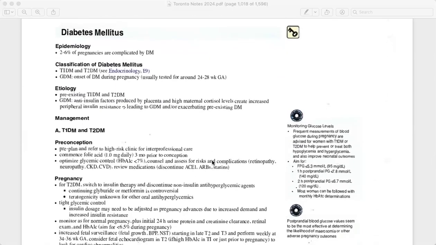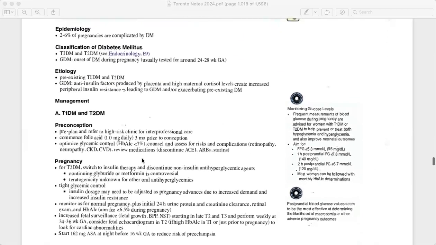Coming to diabetes, what are the preconception and pregnancy management? Management is everything. Pre-plan and refer to the high-risk clinic for interprofessional care, because if this is already preconception, she's already having it. So before conceiving, you need to start with the management of the diabetes. Then starting with folic acid, which is 1 mg daily. So they can ask you what is the folic acid dose in the diabetic mother.